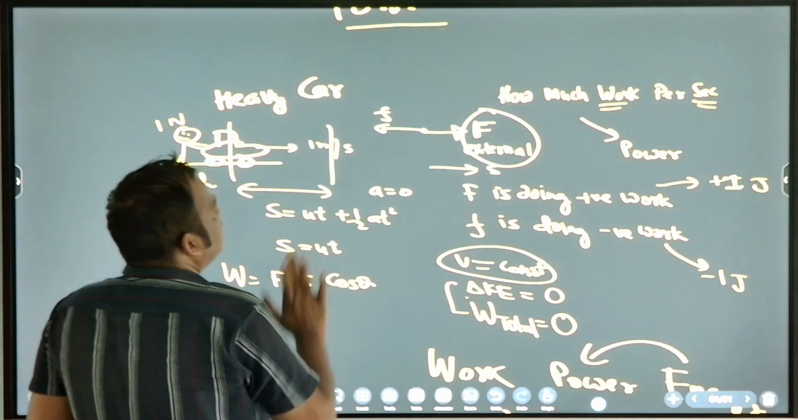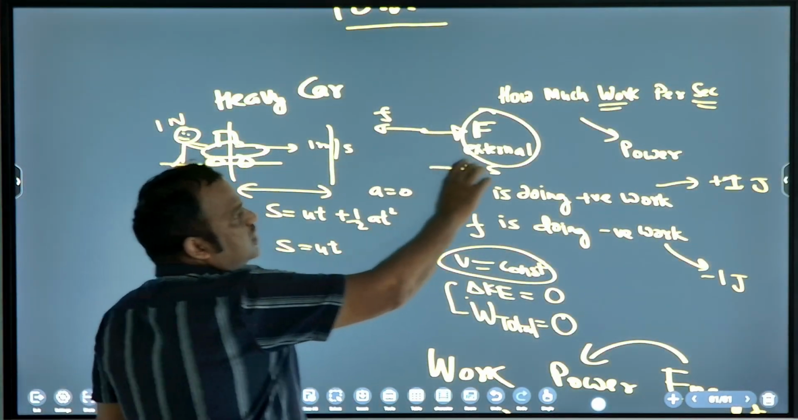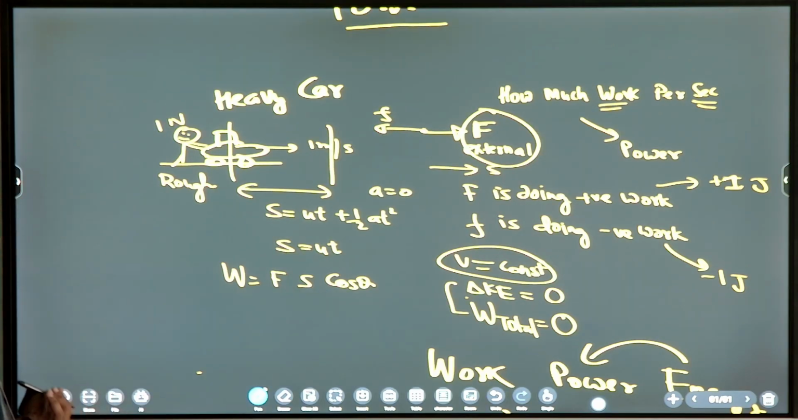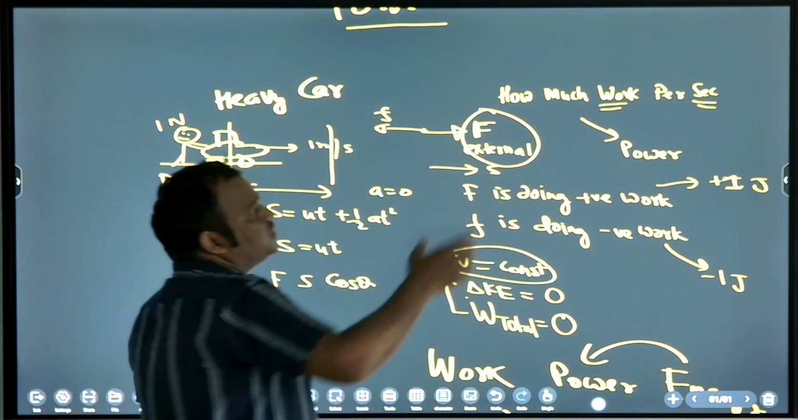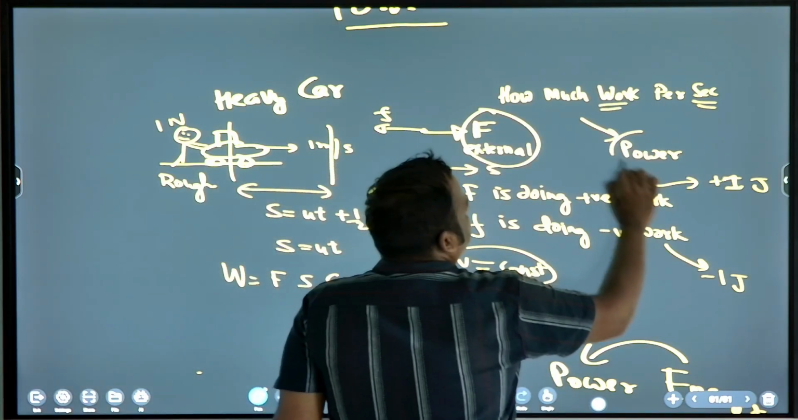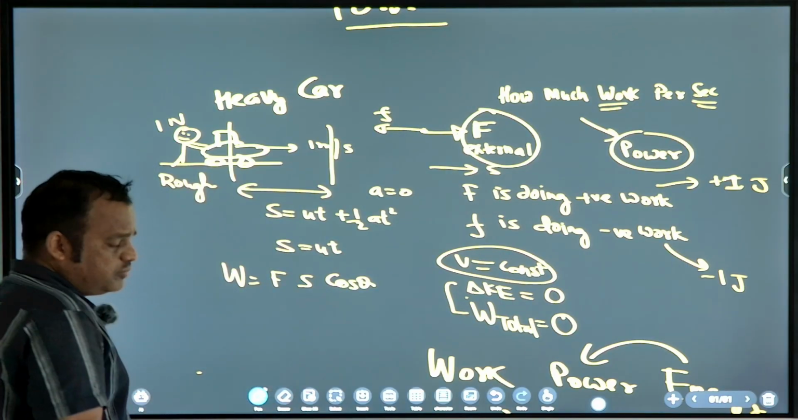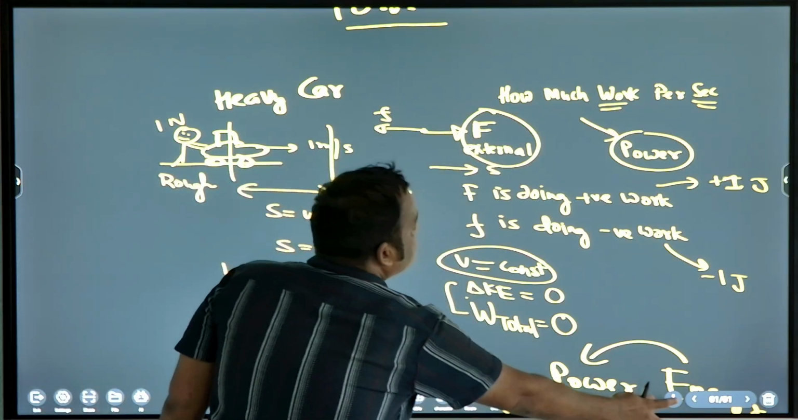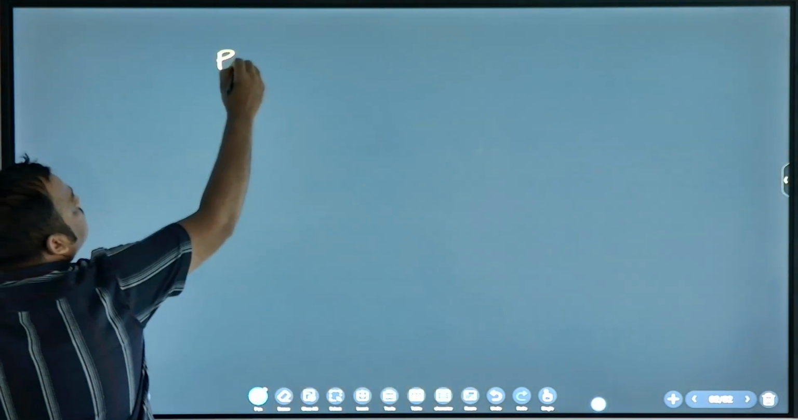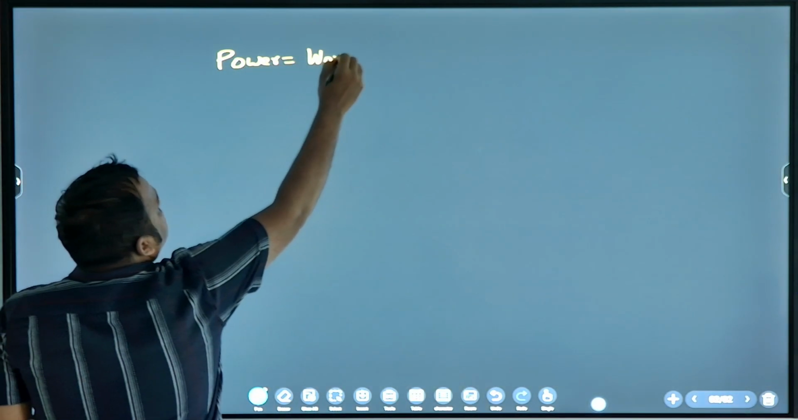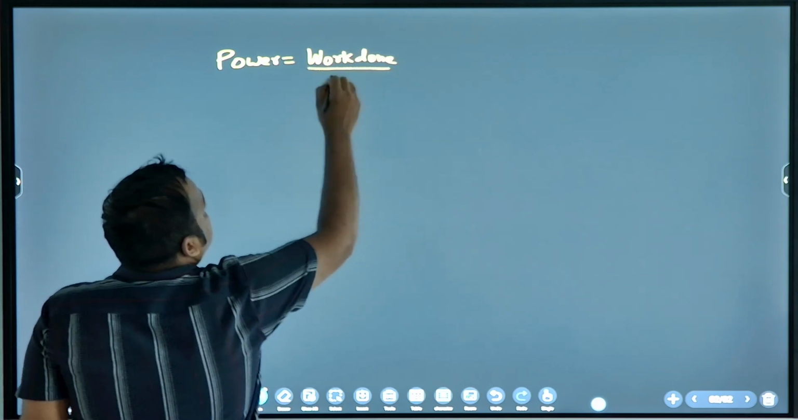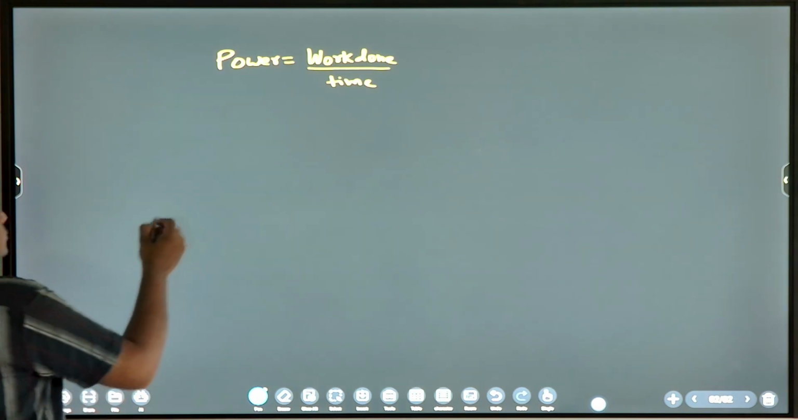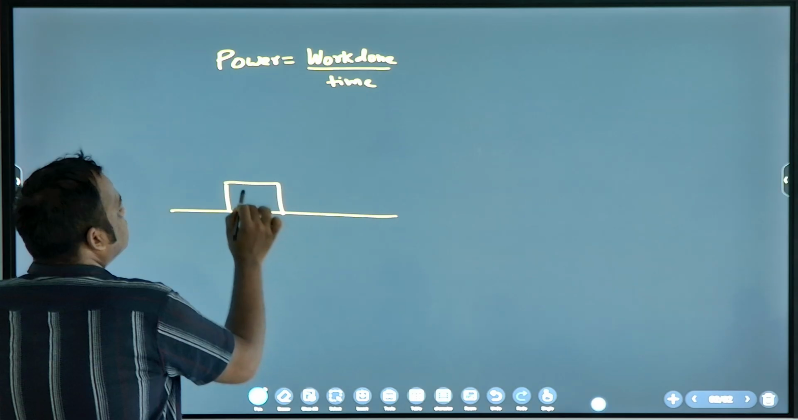Okay. So when we say work is done, how much work is done per second? Like 1 joule per second or 2 joule per second or 3 joule per second. That is known as power. So suppose let's do one question. You write down: power is equal to work done upon time. You divide the work done by time, you will get power. Okay. So suppose this is a block of mass m.